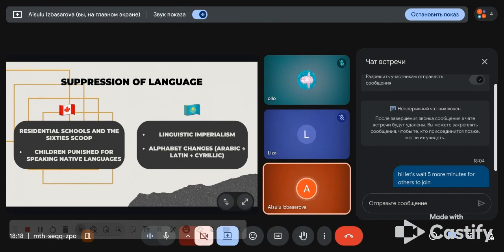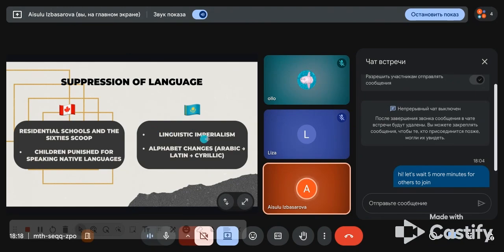In Kazakhstan's case, it was alphabet changes, which is unique, because we had the Arabic alphabet, and then it changed to Latin in the 1920s and 1930s, and then we moved to the Cyrillic one in the 1940s.